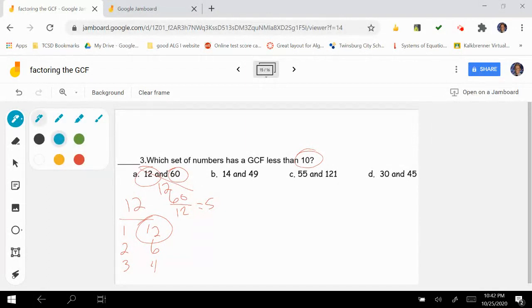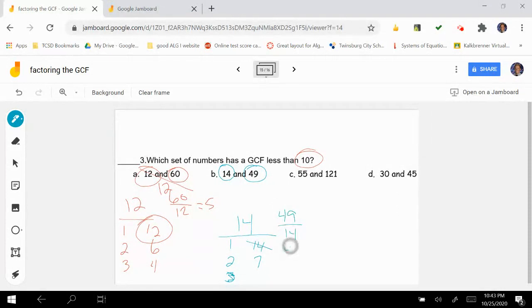How about B? 14 and 49. What's the smaller value? 14 or 49? So let's list the factors of 14. Let's just count 1, 2, and 3. 14 divided by 1 is 14. 14 divided by 2 is 7. 3 doesn't go in, so we know that's not going to work. Try 4, try 5, try 6. Now we're back at 7 already, so we know that my factor friends are only 1, 2, 7, and 14. So let's try 14. Is 49 divisible by 14? Nope. Is 49 divisible by 7? Yep. So we know that this is less than 10. So we're going to keep this one around.